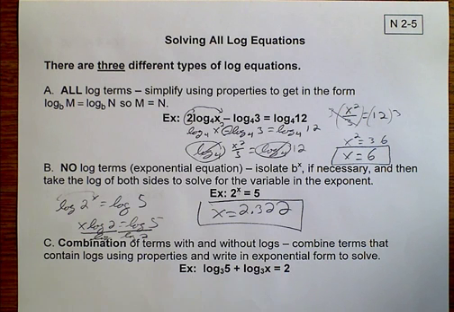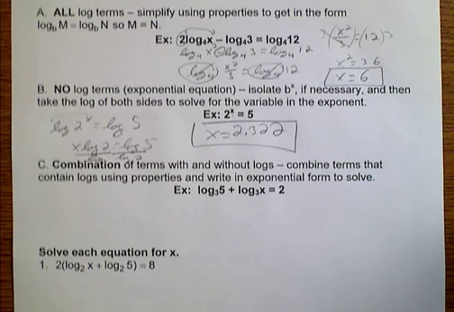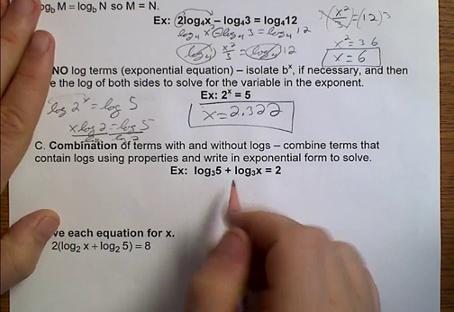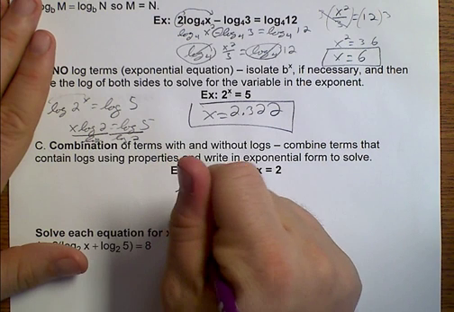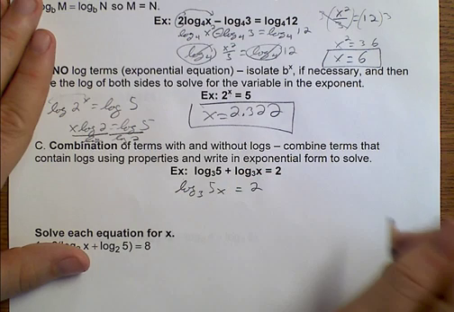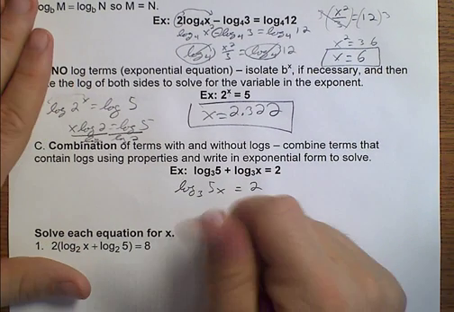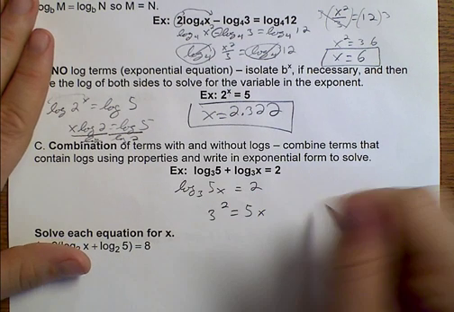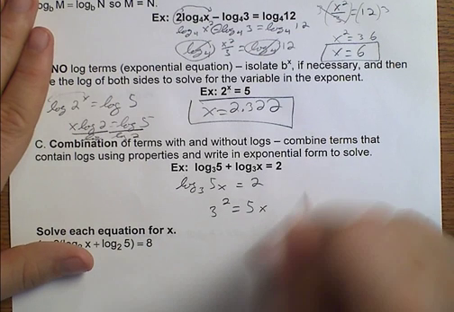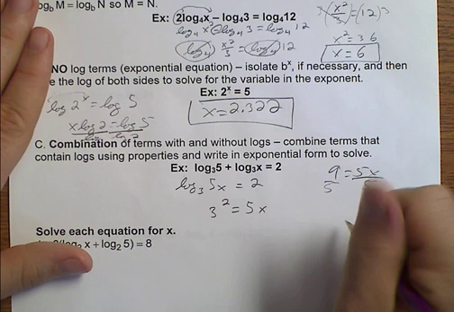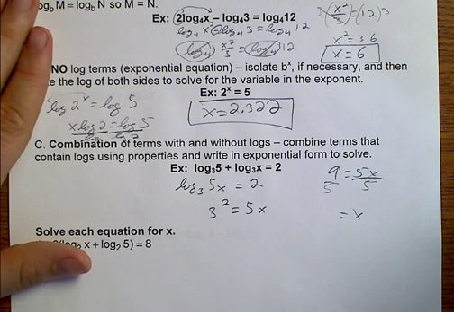Now, if we have a combination of terms, we want to first combine the terms that contain logs, and then write it in exponential form. So we combine these, we get the log base 3 of 5x equals 2. And so 3 squared must equal 5x. Well, 3 squared is 9. So 9 equals 5x. Divide both sides by 5. And x equals 1.8.